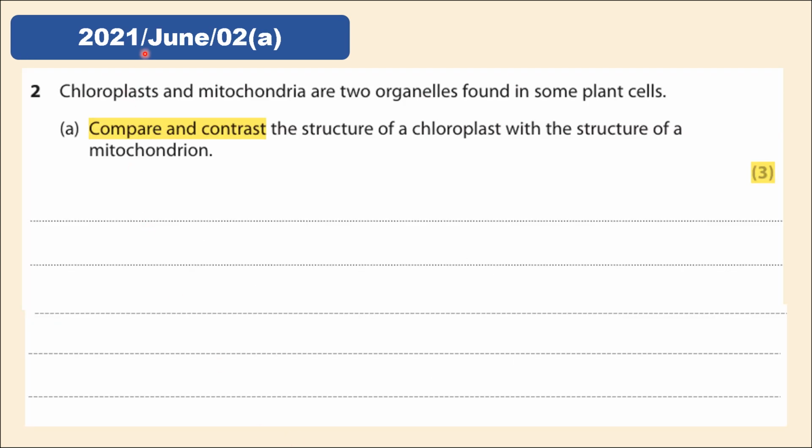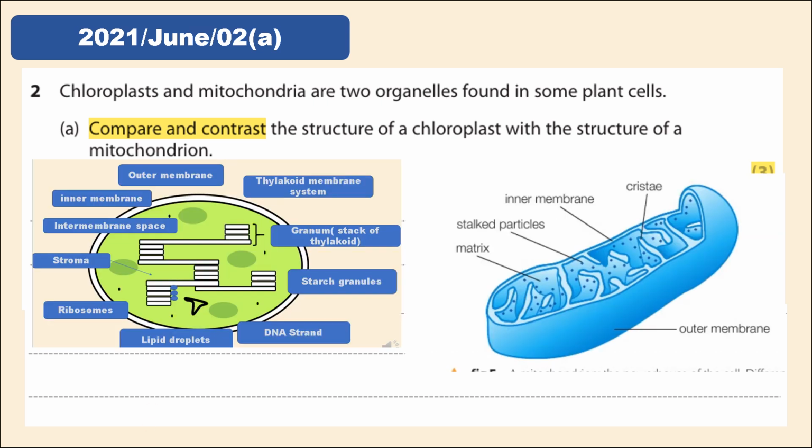The next question is from the June 2021 paper. You are asked to compare and contrast the structure of a chloroplast with the structure of a mitochondrion. Let's look at the pictures first. As you may remember, this is the structure of a chloroplast and this is the structure of a mitochondrion. You can see they share some similarities along with some differences. Both chloroplasts and mitochondria are double membrane organelles, and they have their own DNA and ribosomes to synthesize proteins.